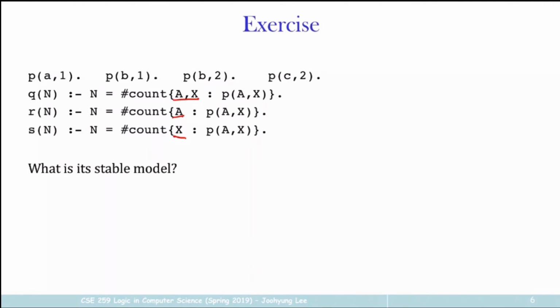Okay, so let's actually do this together. For the Q value, we are counting how many pairs of AX there are. So what do you think will be the value of Q of n? This is same as before, right? So we are counting how many distinct pairs of AX are possible, such that P of AX is true. What should be the value of Q of n?